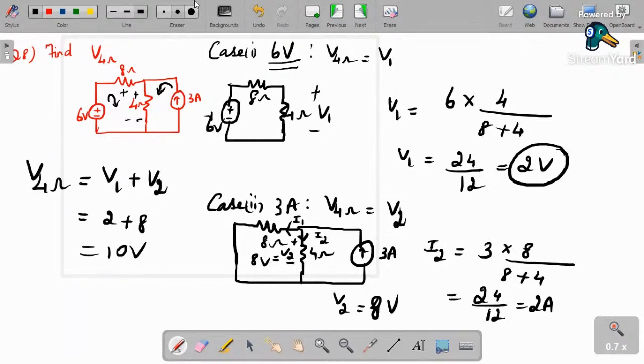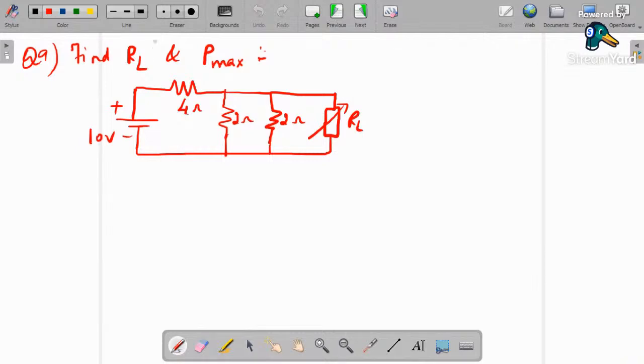Next, question number 9. Find the load resistance RL and the corresponding maximum power being transmitted. So first, for maximum power to be transmitted, RL should be equal to RS. Load resistance should be equal to source resistance, that is equal to R Thevenin. So if we open circuit the load and find R Thevenin, what do we get? All these will be in parallel.